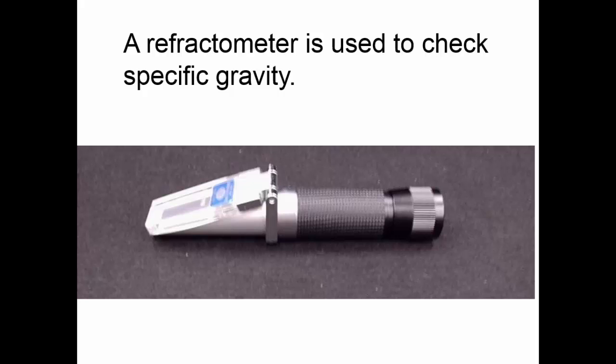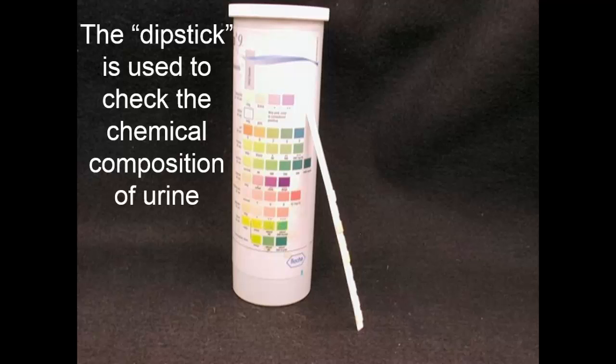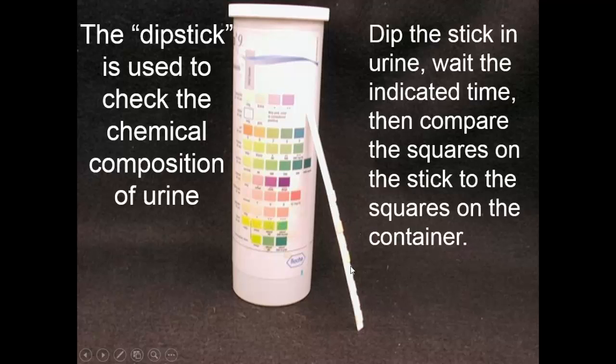We use an instrument known as a refractometer to check specific gravity. And in order to check the chemical content of the urine, we use something called a dipstick. The dipstick is simply a plastic strip that has a number of little filter paper pads on it. These pads all have different chemicals in them that will test for different components in urine. You simply dip the stick in the urine, wait a minute or so. All of the tests have a time that you have to wait, and then you compare the squares on the stick to the color chart on the can. This is how you determine what's in urine.